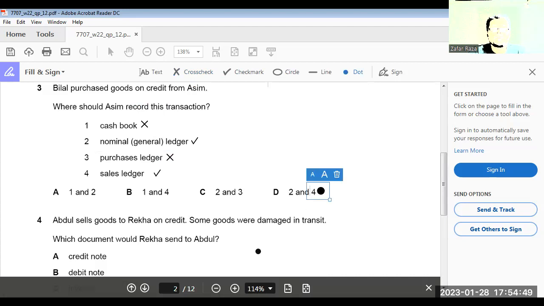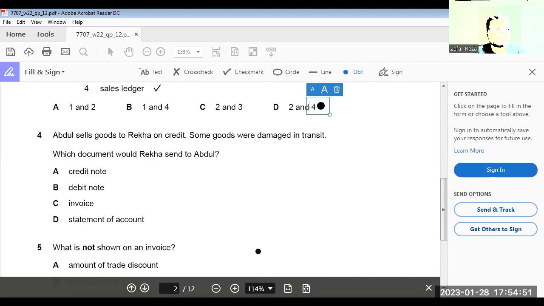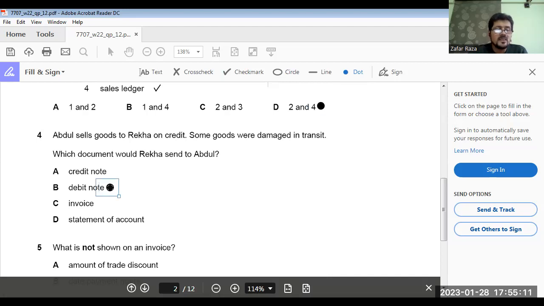Now, Abdul sells goods to Rekha on credit. Some goods were damaged in transit. Which document would Rekha send to Abdul? Now, Rekha is the buyer, Abdul is the seller. If Rekha wants to complain about discounts, about damages, about returns, or about anything, she is going to send a debit note.